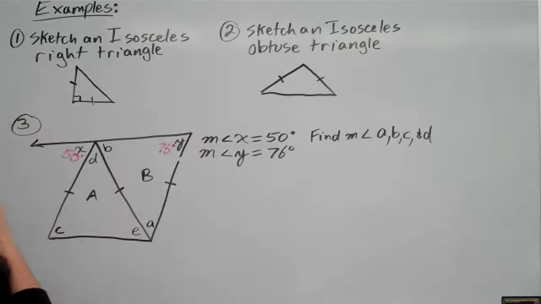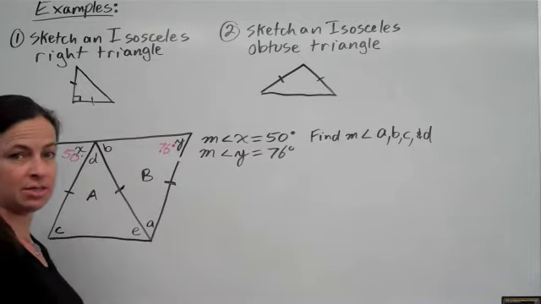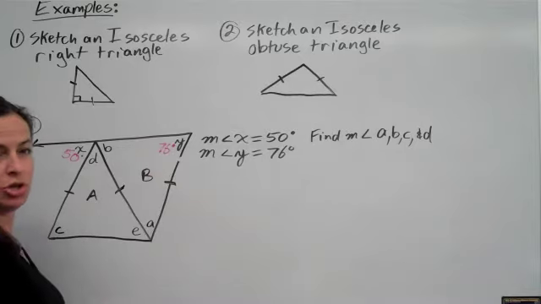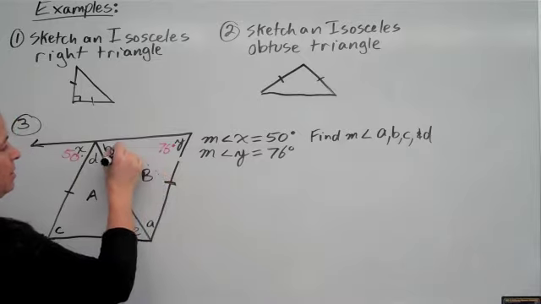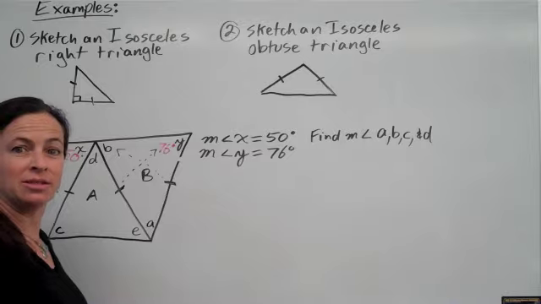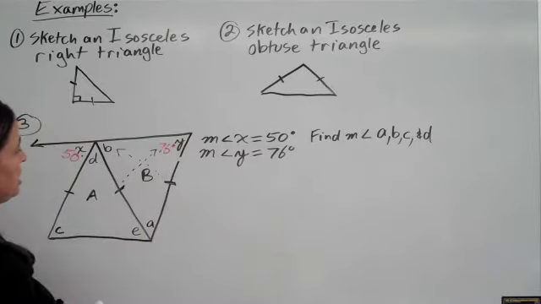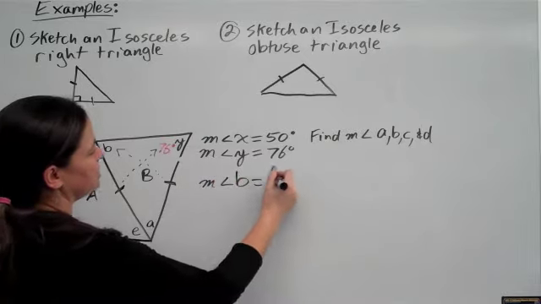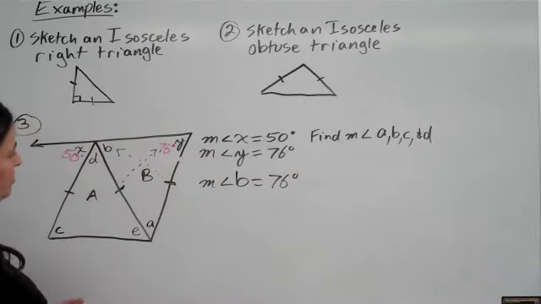We know that this is an isosceles triangle. The cool thing about an isosceles triangle is that the two angles opposite the congruent sides, this one and this one, are going to be the same degrees because they're opposite sides of the same length. So angle B is 76 degrees, and that's because of the isosceles triangle.